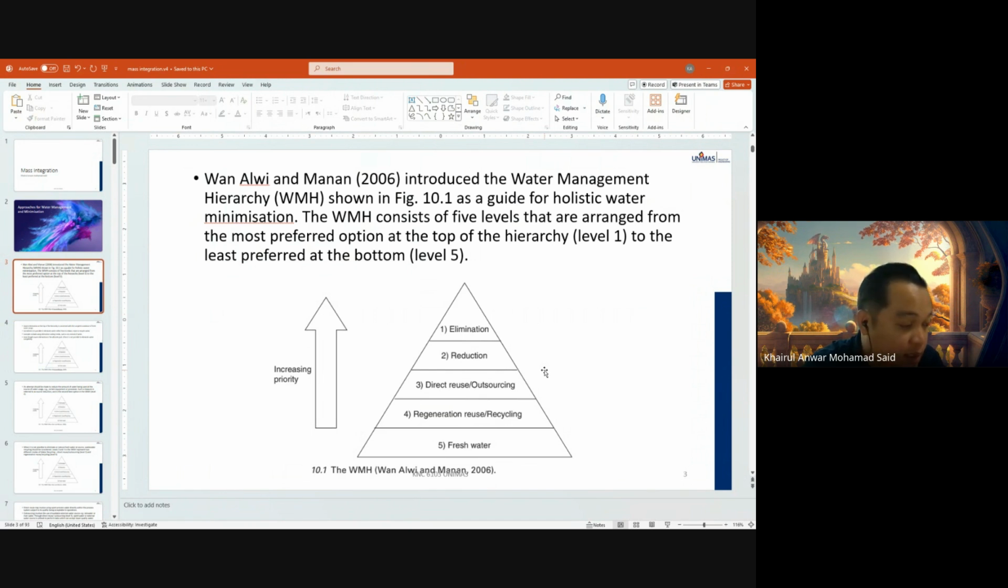So the answer for this question is elimination. It is a top priority because it removes the demand entirely, meaning there's no fresh water introduced into the system. As Wan Alwi and Manan highlight, we must question the necessity of the demand before we invest in optimizing its supply.